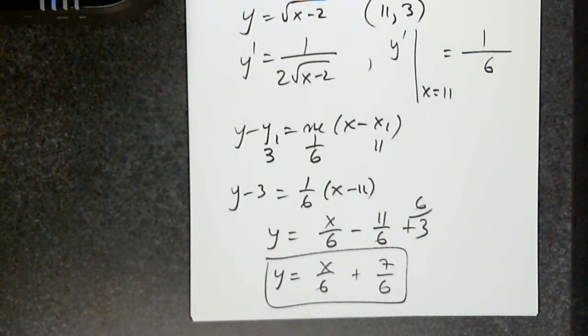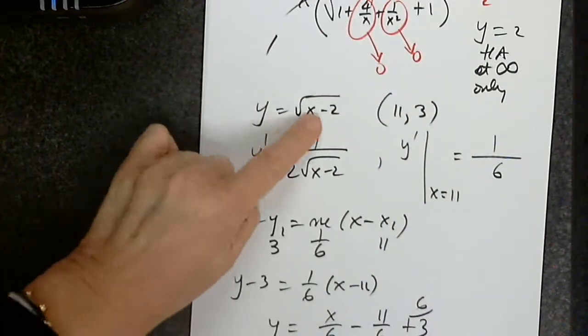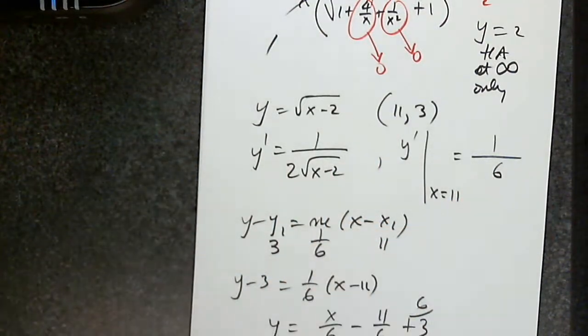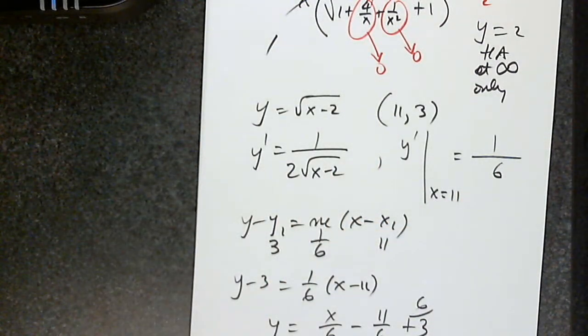Alright, now can you go back and go over what you just did, please? Yeah, I found the derivative and I plugged in 11. Okay, so you plug in 11, 1 over 6. Yeah, and then I used y minus y1 equals the slope times x minus x1. And the slope is 1 over 6. Yes, because the derivative gives the slope of the tangent line at any point. That's the definition of the derivative. It gives the slope of the tangent line to the graph of the function at any point.